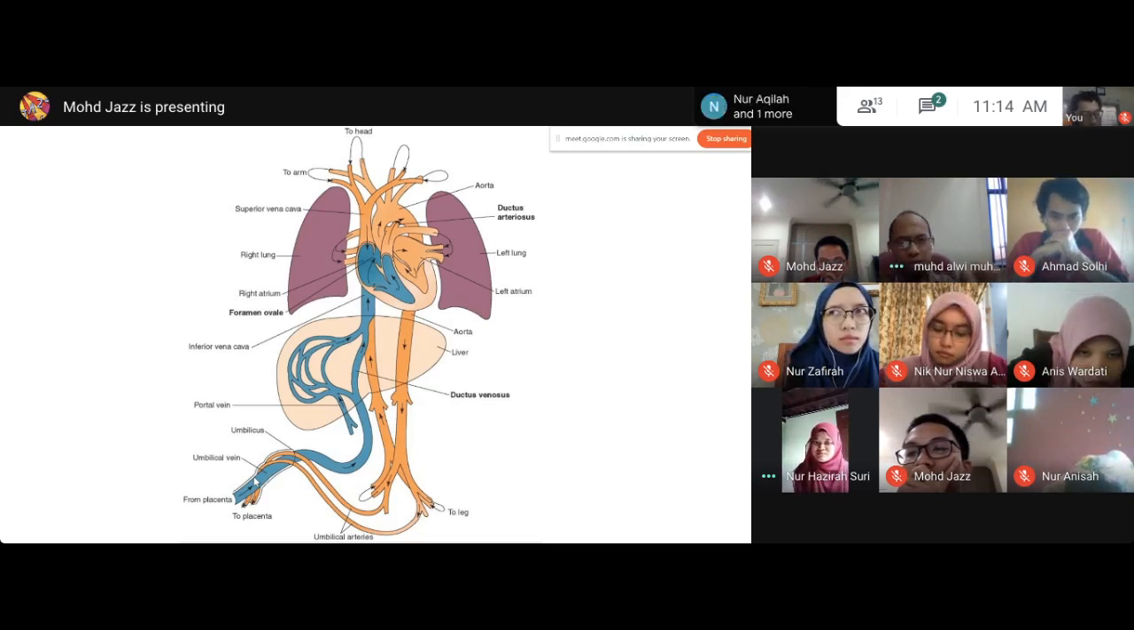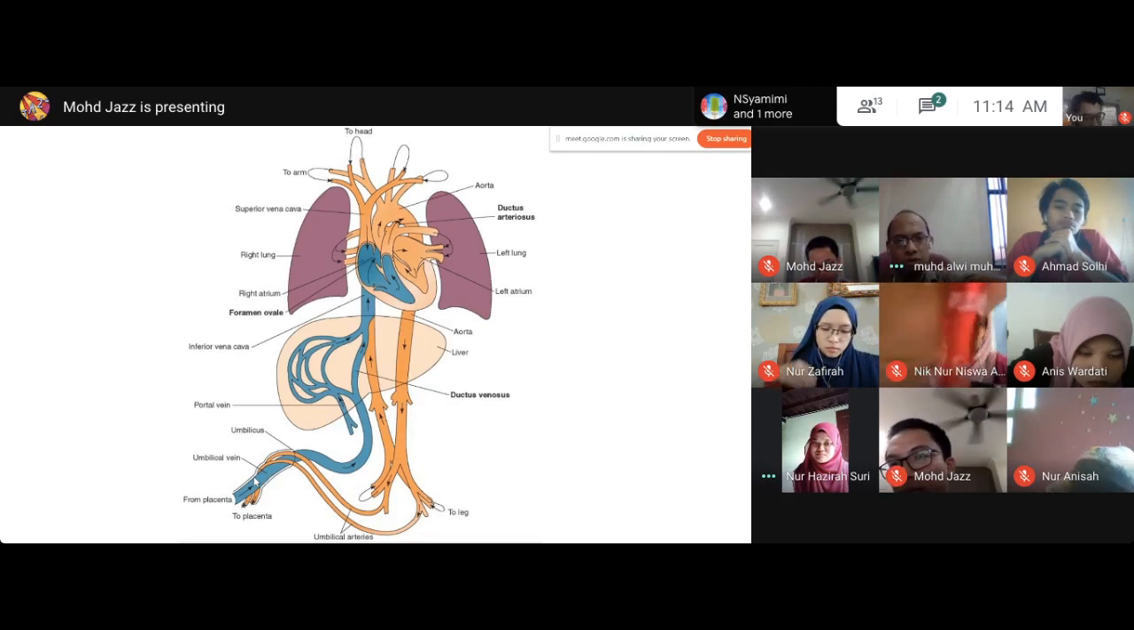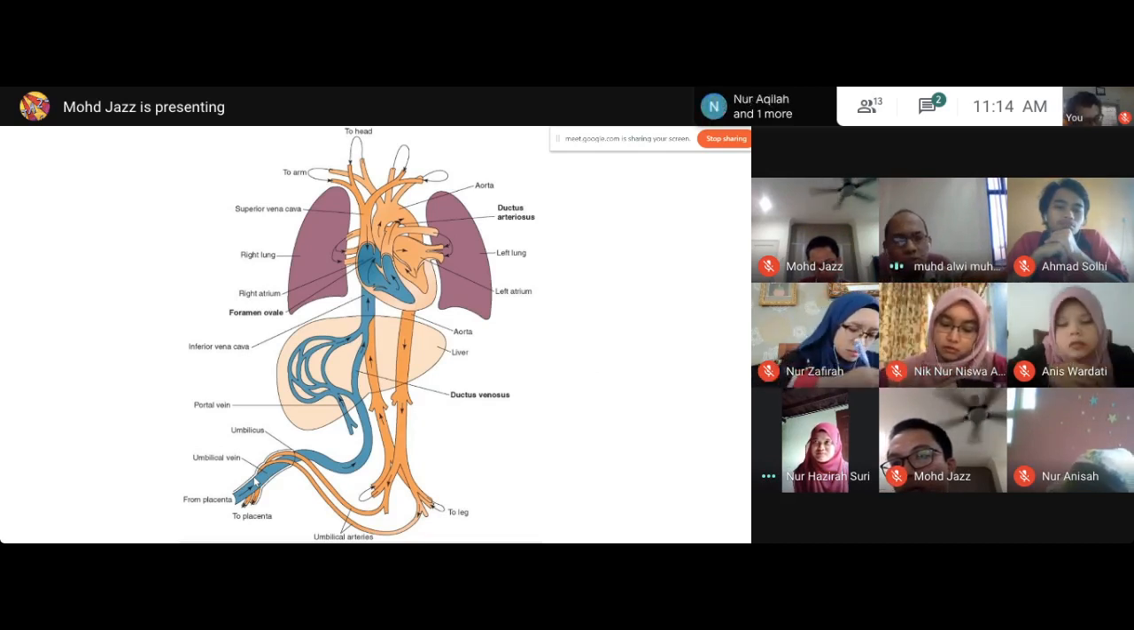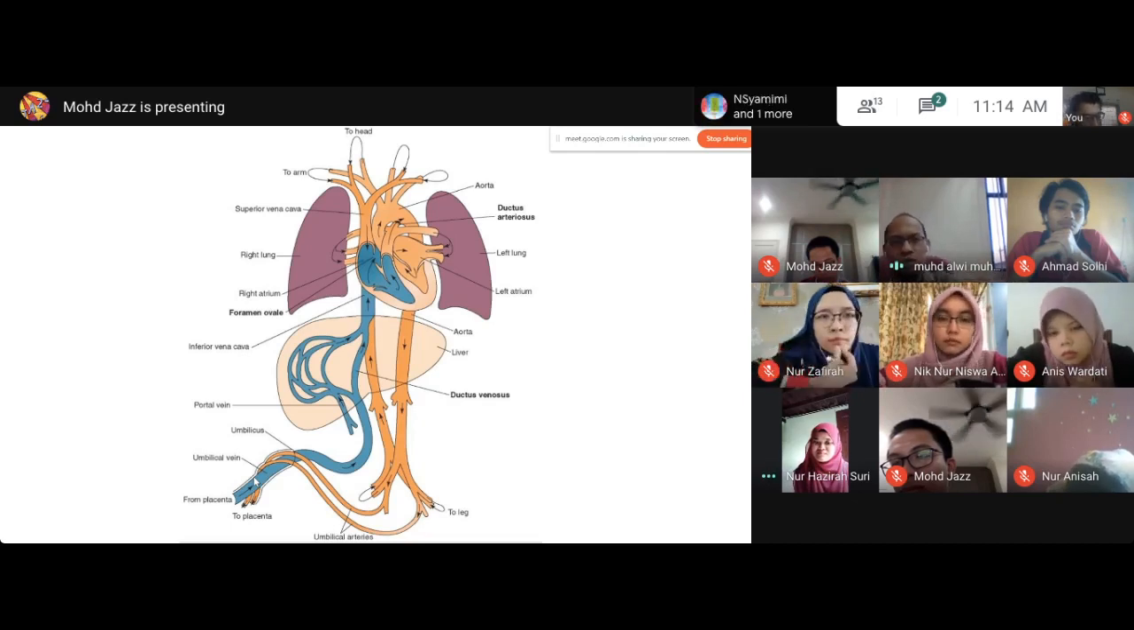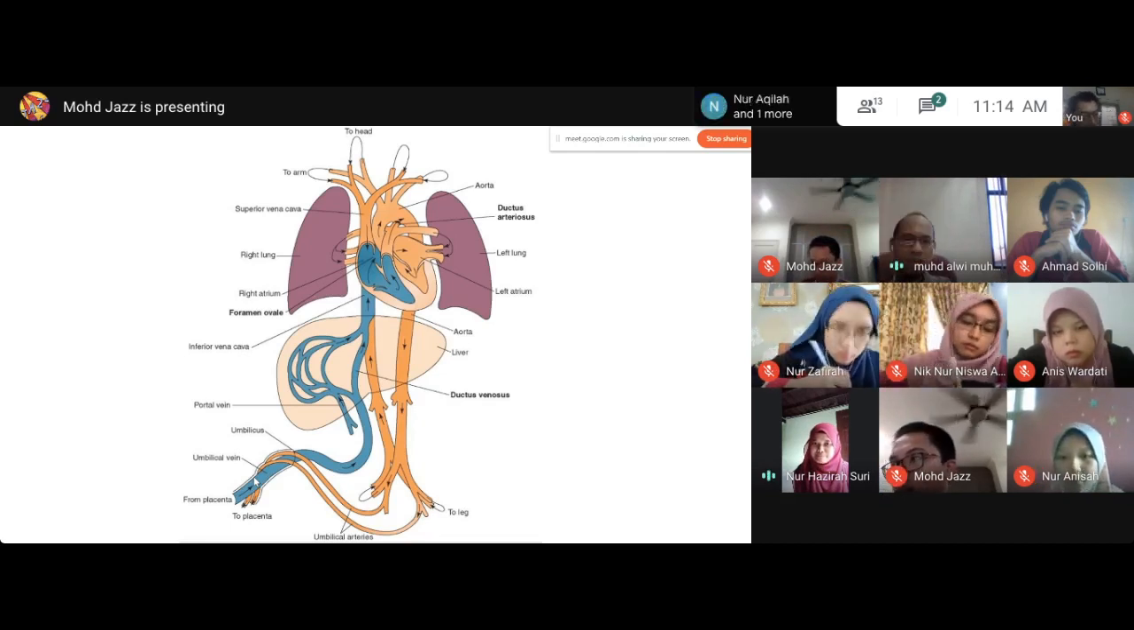Similar to the superior vena cava. So blood from the superior vena cava, not all will actually go through the tricuspid valve down to the right ventricle, because some of it will actually go into the foramen ovale as well. But mainly, predominantly it will go down to the right ventricle. From the superior vena cava it will go down to the right ventricle, and from the inferior vena cava it will go to the left side and go to the aorta.